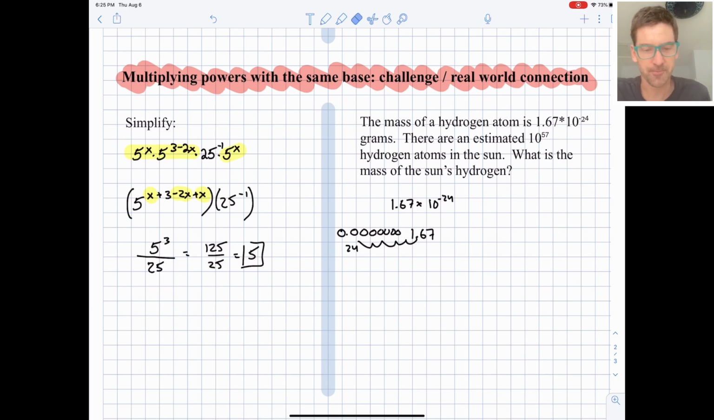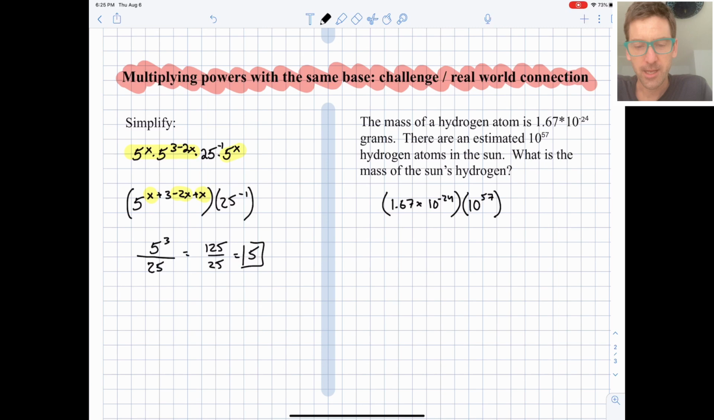All right, so let's get rid of that. And I think you can see, if we know what each hydrogen atom's mass is, and we know how many there are, we can just multiply to get the total mass of the sun's hydrogen. And a reminder that we can do this multiplication if we have the same bases. So let's regroup, and we can do 1.67 times 10 to the negative 24th times 10 to the 57th.